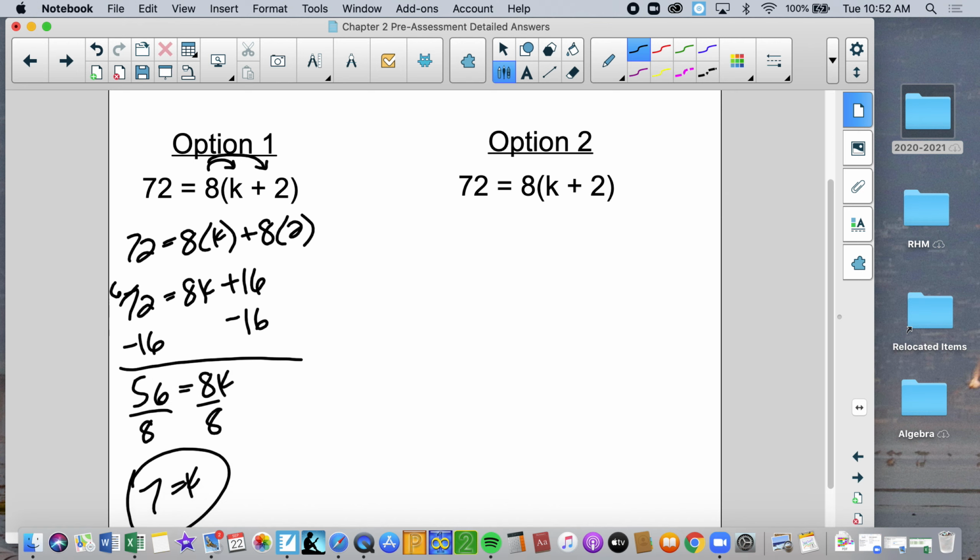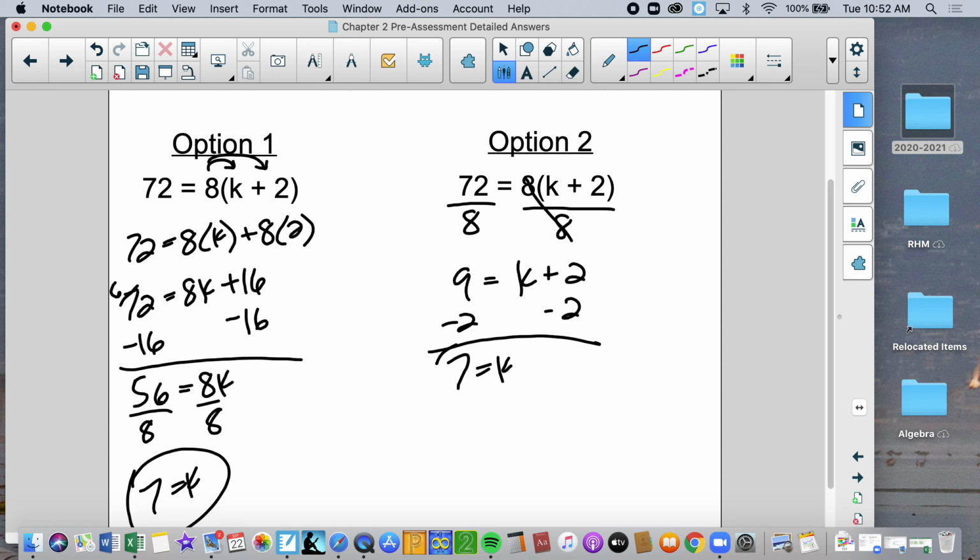Let's do option 2. Let's divide by 8. Remember, we're dividing because we can't get into that parenthesis. We can't get to the variable. So 72 divided by 8 is 9. The 8's cancel and leaves you with k plus 2. So you're going to subtract 2. 7 equals k.